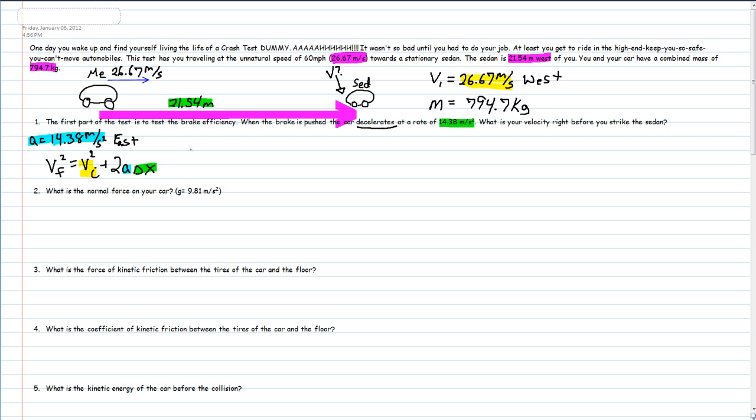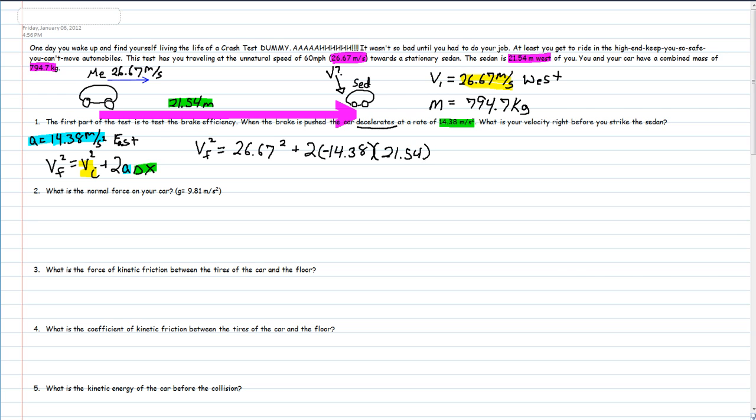So now all I have to do is plug in my numbers. V final squared equals my v initial squared, which is 26.67 squared, plus 2 times my acceleration, which is 14.38, and that's negative because it goes in the opposite direction. I'm assuming that it's going to be negative, because if my velocity is positive, then my acceleration has to be going in the negative direction, times my delta x, which is 21.54 meters.